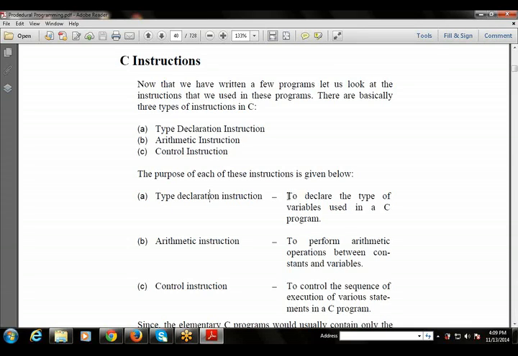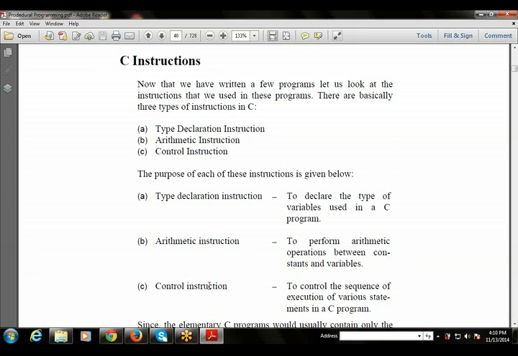The type declaration instruction is used to declare the type of a variable used in a C program, that is the data type. It may be int, float, or double. Then next is the arithmetic instruction. Arithmetic instructions are also available in C, for example plus, that is addition, subtraction, division, multiplication.